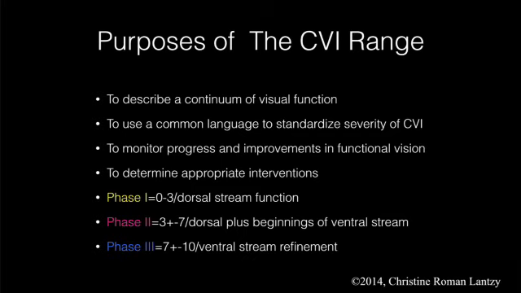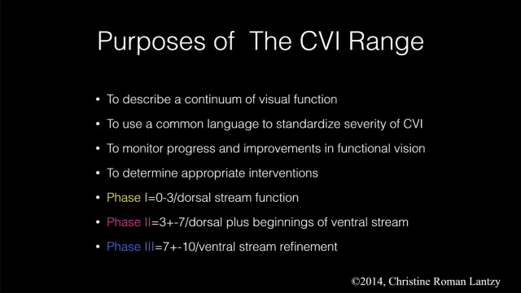To determine appropriate interventions, and just as a reminder that in terms of the CVI range, we have those three distinct phases. Phase 1 relates to a score of 0 to 3. And that is, again, all dorsal stream function in that first phase. Phase 2 is a score above 3 to about 7, in which dorsal stream vision may dominate, but ventral stream or detail vision or complexity improves. In phase 3, the score above 7 to 10, to the theoretical 10, is a place in which mostly we're looking at the refinement of that detail vision or ventral stream vision.